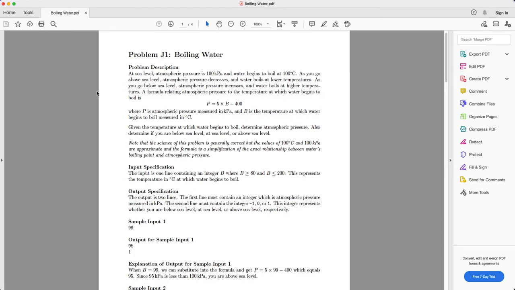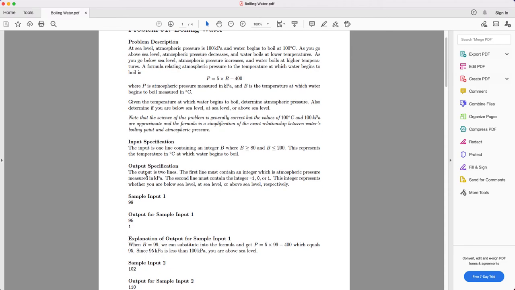If you haven't already, you can pause the video and read this question, and then come back and we'll get started. All right, welcome back. Let's take a look at the input specification. The input is one line containing an integer b, where b is greater than or equal to 80 and less than or equal to 200. This represents the temperature in degrees Celsius at which water begins to boil. So we just take in one line containing an integer, which is specified as b.